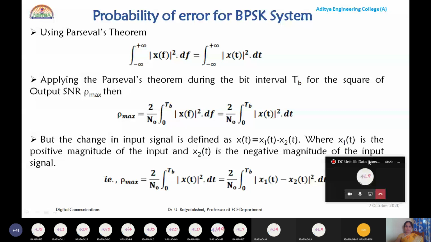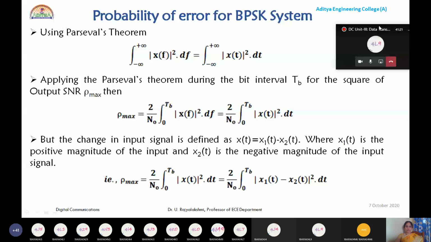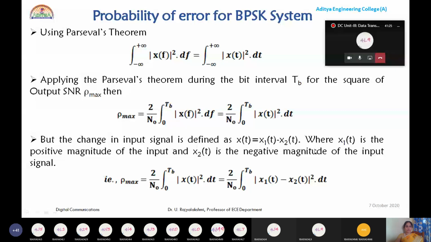Good, good. Continue. Again, we will read the square of output SNR. Then the input signal x of t will be defined as x1 of t minus x2 of t, where x1 of t is the positive magnitude and x2 of t is the negative magnitude.